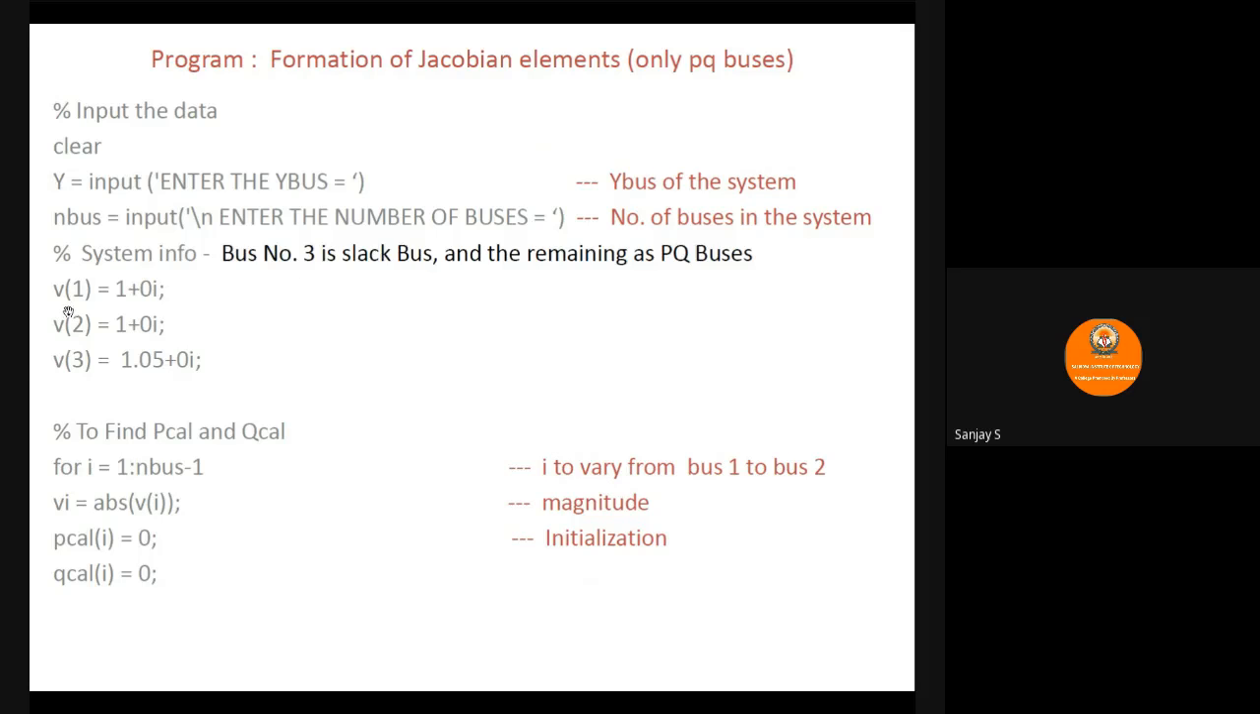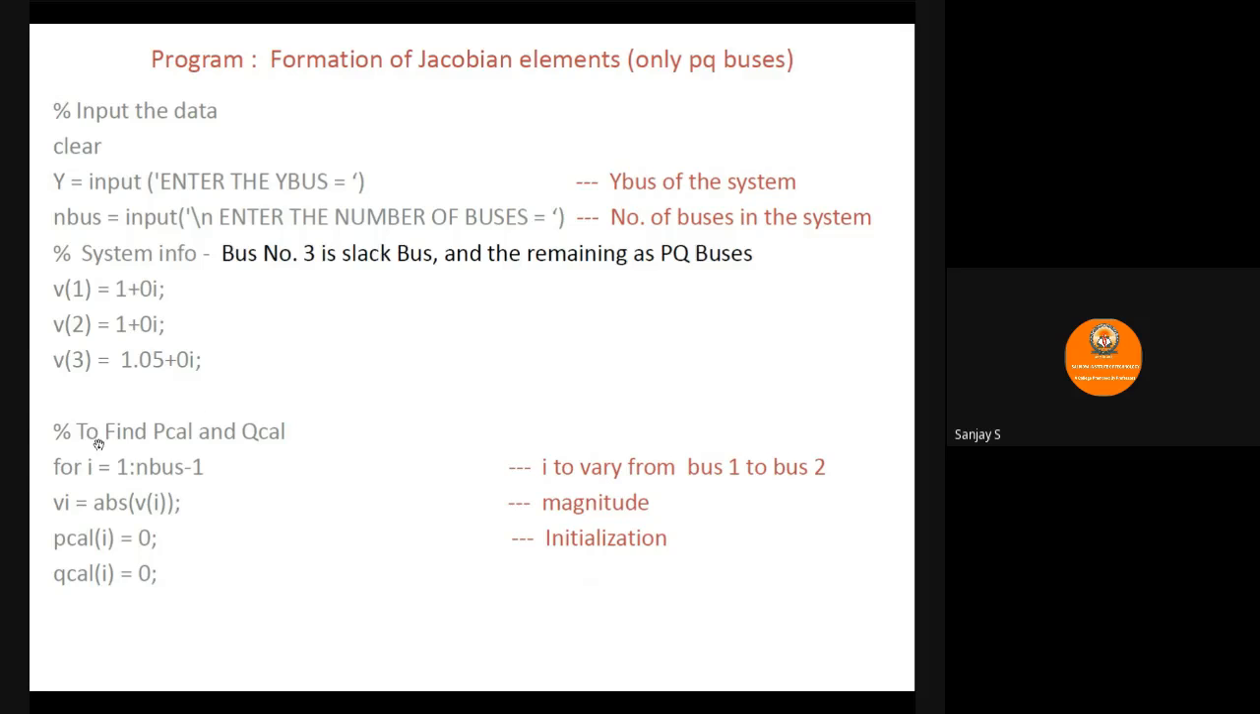And then V of 1 is equal to 1 plus 0 I. Since bus 1 and bus 2 are PQ buses, their initial voltage will be 1 at an angle 0 or 1 plus 0 I as per flat voltage start. Bus 3 voltage is given in the problem, which is 1.05 plus 0 I. And this is a 3 bus system. From the given data, it has been taken.